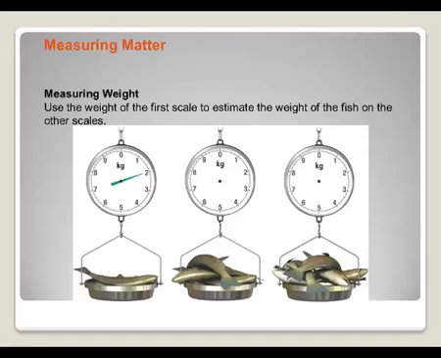Use the weight on the first scale to estimate the weight of the fish on the next two scales. So if one fish equals around 2 kilograms, maybe a little bit less, the second scale has 3 fish on it. So 2 times 3 would give us somewhere close to 6. The next picture has 1, 2, 3, 4, looks like 5 fish on it. So 2 times 5 would give us somewhere in the neighborhood of 10 kilograms. It may be a little bit less, but somewhere up in the upper end of that spring scale.